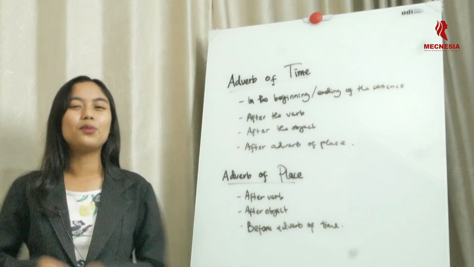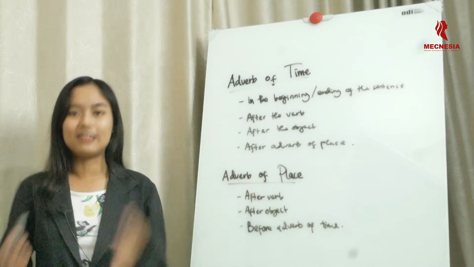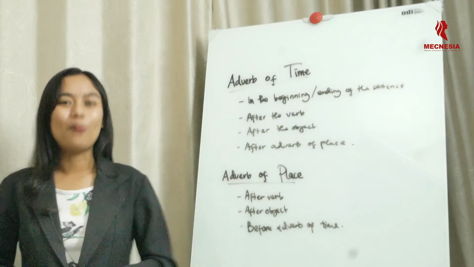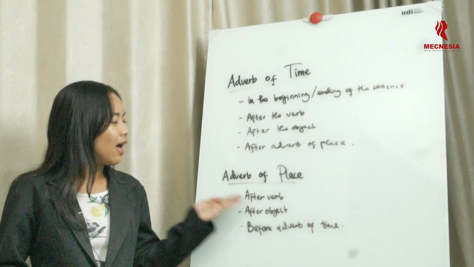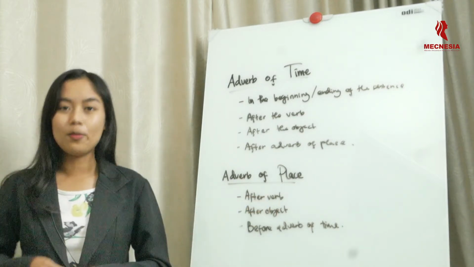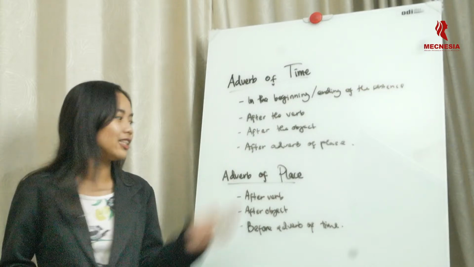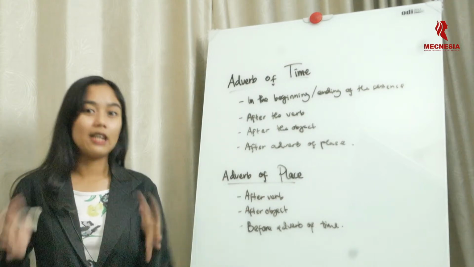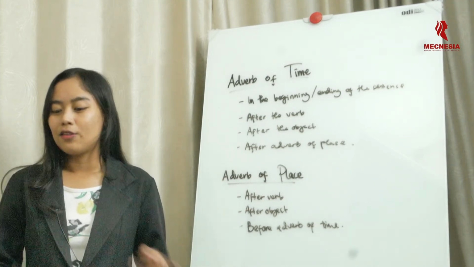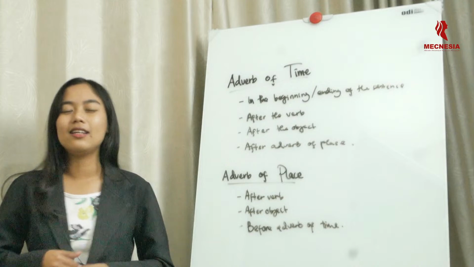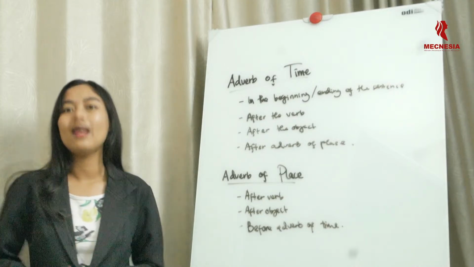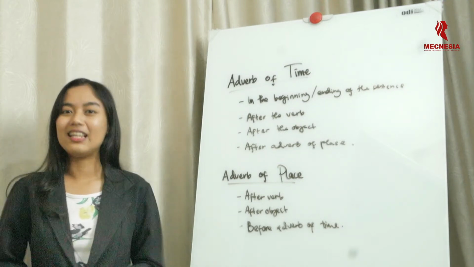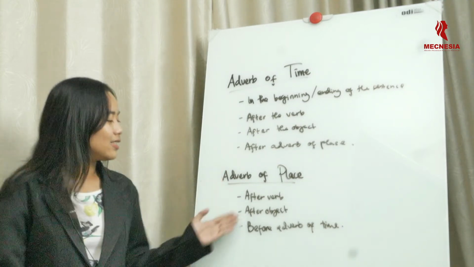Okay, now let's take a look at where we put adverb of place in the sentence, di mana kita letakkan kata keterangan tempat ini dalam kalimat. Well, sama seperti tadi, you can put it after the verb if there is no object in the sentence. Kalian bisa letakkan keterangan tempatnya langsung setelah kata kerja kalau di kalimat itu tidak ada objeknya. For example, I am studying in my house. Aku belajar di rumahku.